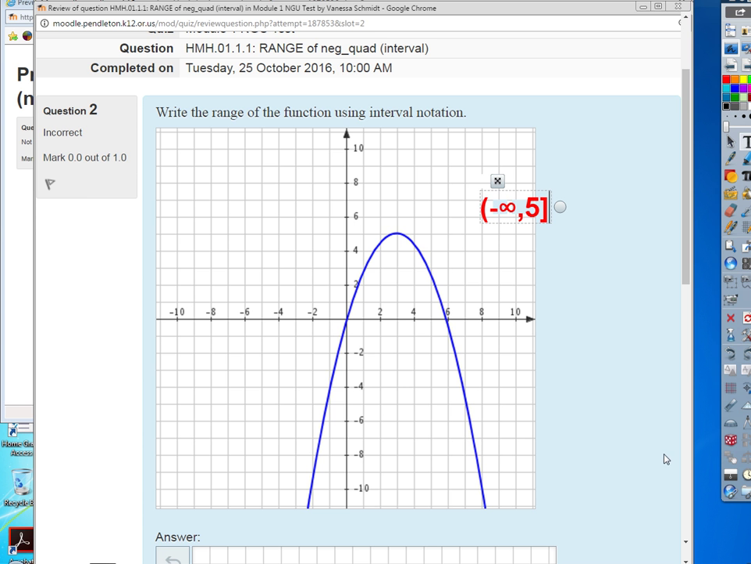It said the password was incorrect. Okay, so you guys need a password. All right, get your password.